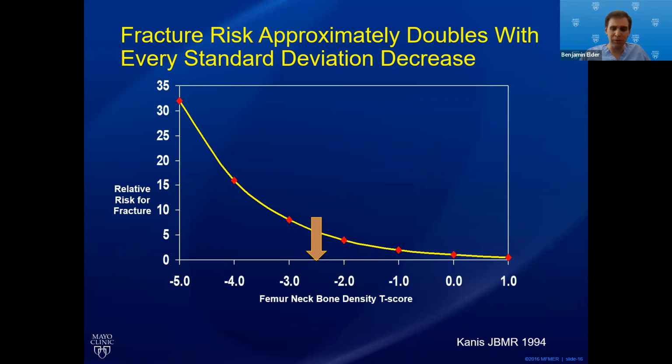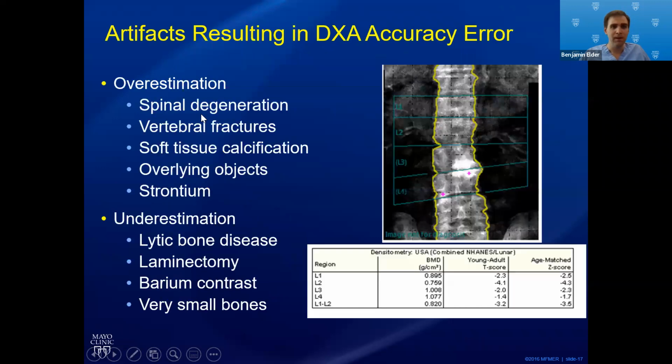And so minus 2.5 is the cutoff for osteoporosis, and then -1 to -2.5 is osteopenia. This -2.5 was originally chosen so you would have a similar number of people who fall into the osteoporotic range as ones that are predicted to have fractures. And the fracture risk actually doubles. You can see it going up almost exponentially with every standard deviation decrease in the T-score. So with a T-score of -5, there's over a 30% risk for fractures.